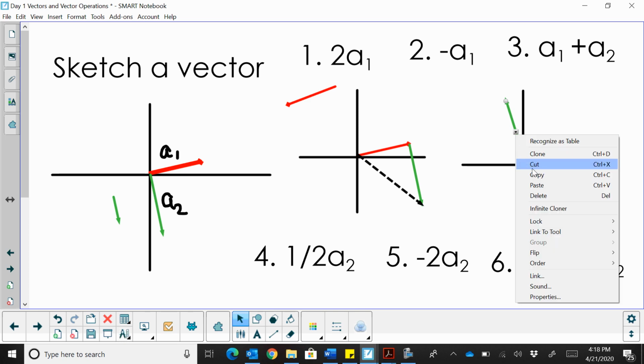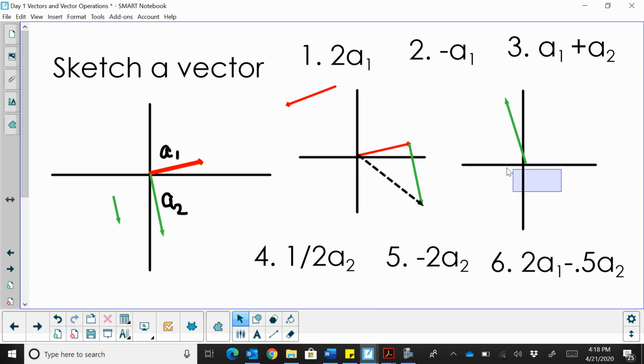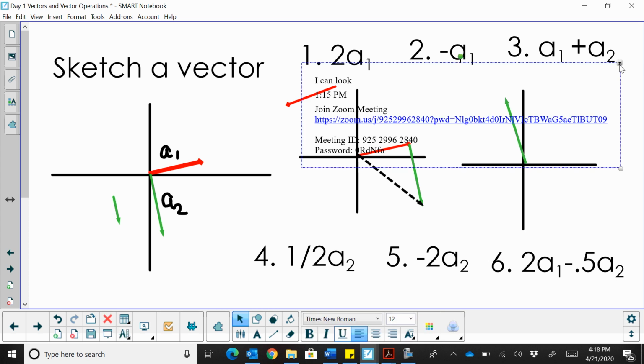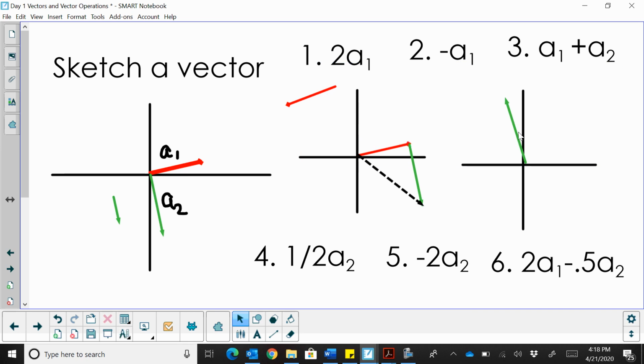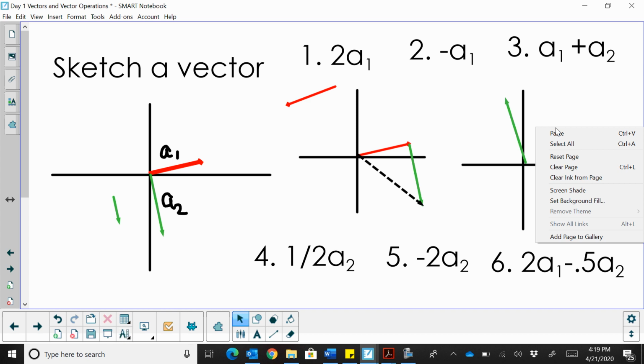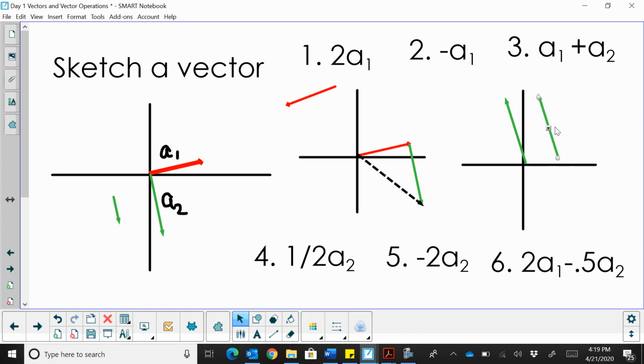So let's take that and copy it. And I'm going to paste it. Whoa, I pasted the wrong thing. Let's try to copy what we need. Copy. Paste. Boom, there it is. And we're going to lay it right there. So because I can't draw really a resultant, I guess I could draw a resulting vector on top of it, but that is the final answer, because it would be that length. That's a resulting vector of negative 2 a sub 2.